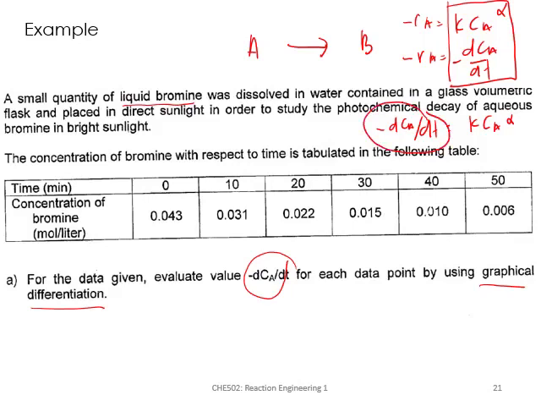However, you need to determine first what is negative dC over dt by using graphical differentiation. Okay, I want you to solve this example. Do it in pair and one of you will submit it at Google Classroom. Make sure you write down your name on the paper.